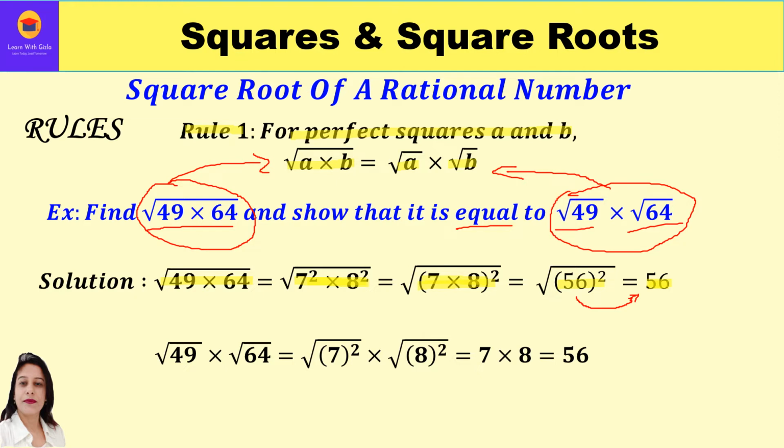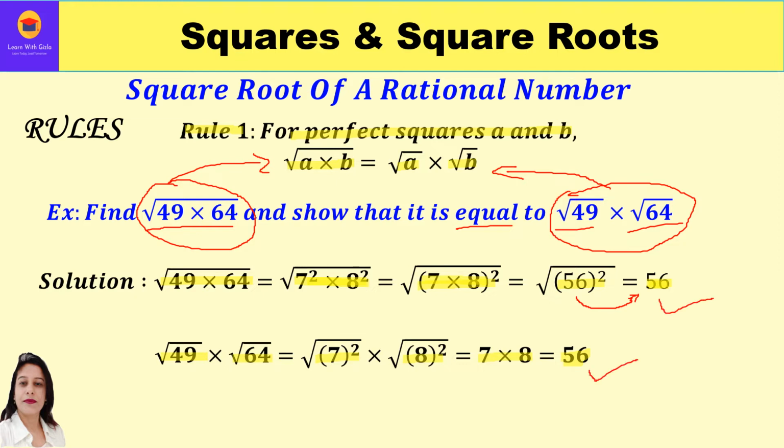Now on right hand side we are given root of 49 into root of 64. Further we can write root of 7 square into root of 8 square. Now take out one of the factors from each of the roots. So 7 and 8 we have taken out and find the product. 7 into 8 is 56. So again on the right hand side also we have got 56. Now if you observe, left hand side also 56 and right hand side also we have 56.